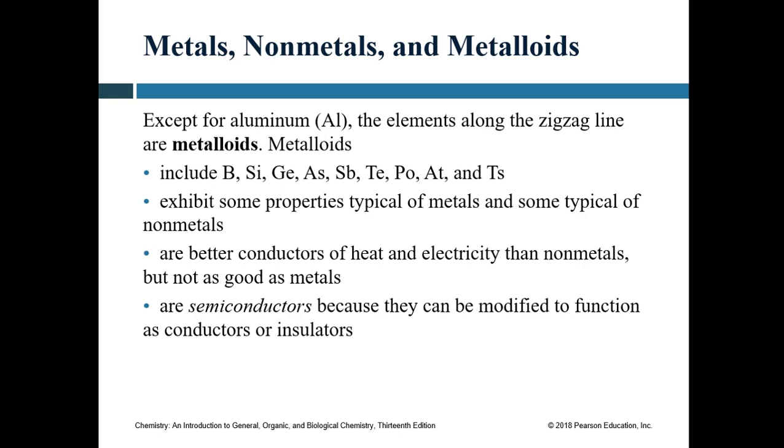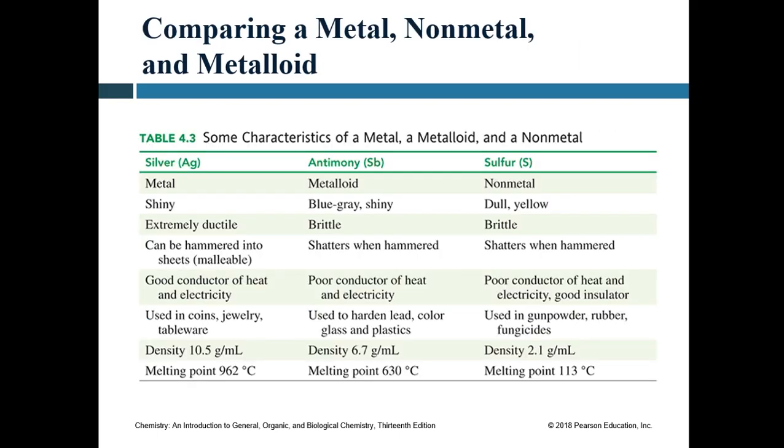Now, as we look at metalloids, the elements along the zigzag line, except for aluminum, we notice that they exhibit some properties typical of metals and some typical of nonmetals. They are better conductors of heat and electricity than nonmetals, but not as good as metals. They are semiconductors because they can be modified to function as conductors or as insulators.